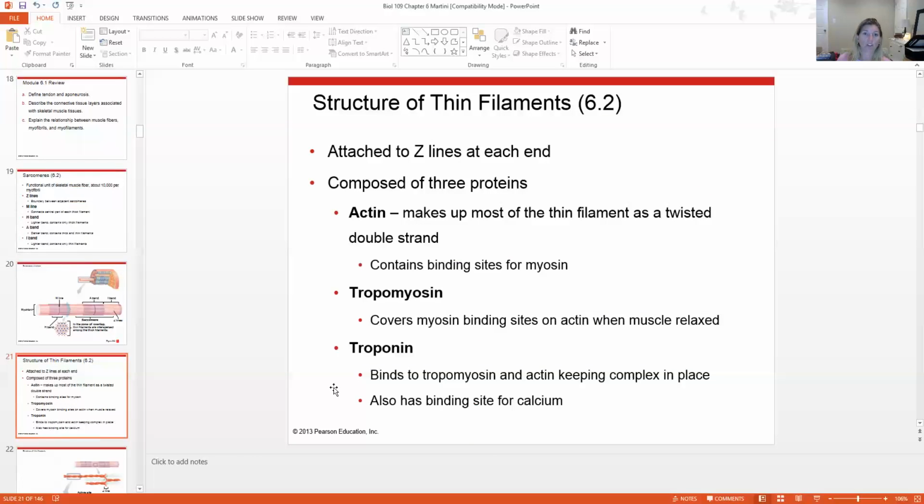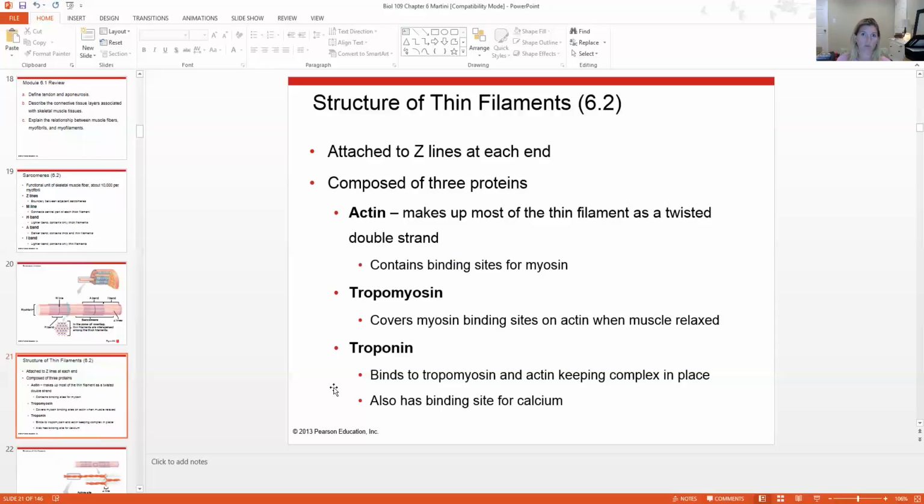So there's actually three main proteins. Actin's the major one. Actin is kind of twisted together. There's also something called tropomyosin and troponin. Tropomyosin covers what we call an active site. The active site is the binding site for myosin on the actin molecule. Again, you'll see this.